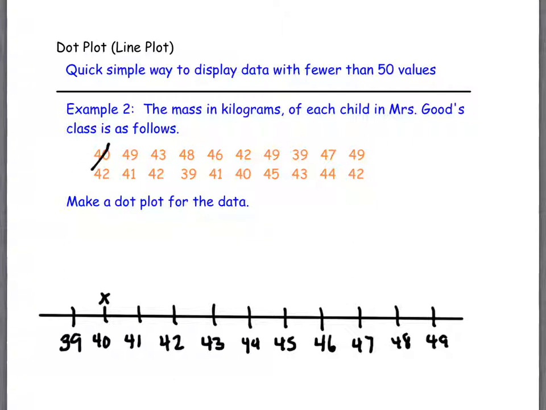The next one's 42, and we do the same thing. So we go over to 42, and we make an X about the same height at about the same size. Next one's 49. So we come over here to 49 and do the same thing. 41. 43. And then finally we get one that repeats, 42. So when we get to the 42, that's the 6th one here, we stack that on top of the other 42. So we're going to stack the X's on top of themselves for however many they need to be stacked up.